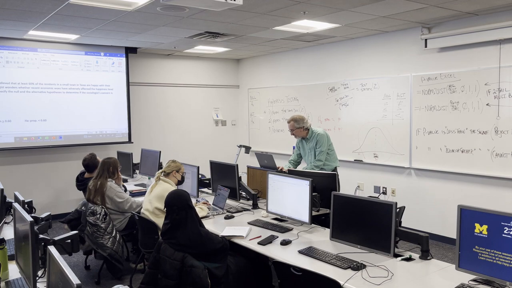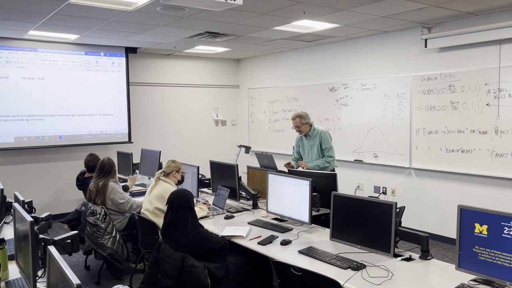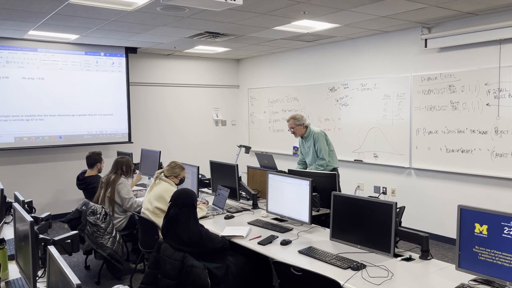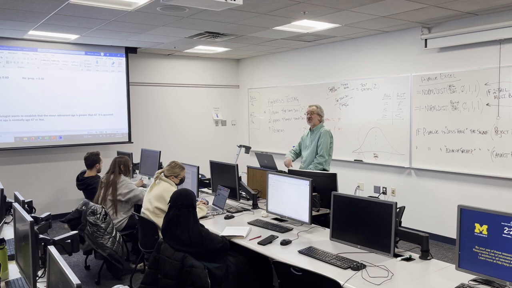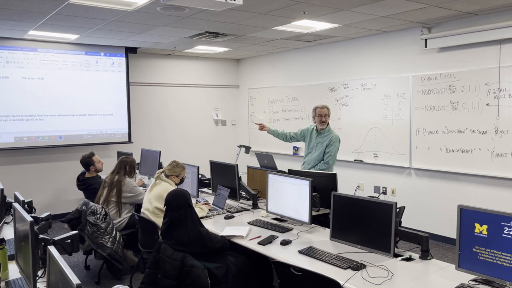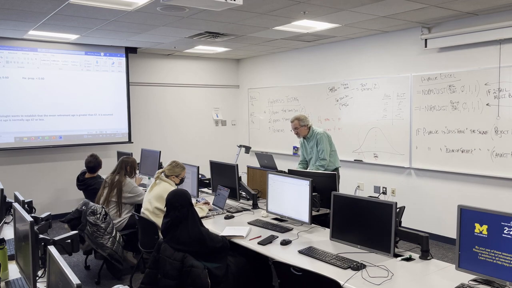Let's do another. Suppose the sociologist wants to establish that the mean retirement age is greater than 67. One tail or two tail by that sentence? One tail. Greater than 67. Now this is saying they want to establish that it's greater than 67. It is assumed the retirement age is normally 67 or less.